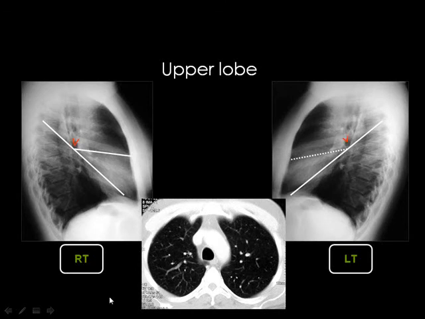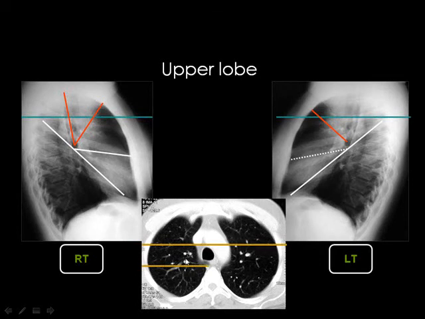In the right upper lobe, you know you have three segments: the anterior one, the apical, and the posterior one. On the left side, the posterior and the apical segment are combined. Then you have anterior and apicoposterior. Then in order to locate these segments on the CT, you should have two lines, like this: a continuous line and an interrupted line.